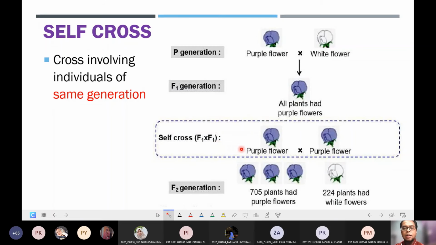Okay, and as a result from this self-cross, we will get the F2 generation, the second filial generation. And for this F2 generation, most of the plants will be having purple flowers. Most, okay, many of them will be having purple flowers, but there will be a few, and there will be some that will be having white flowers. So this is something unique for the F2 generation. Okay, but what is important right now will be the term of self-cross that we need to know right now.